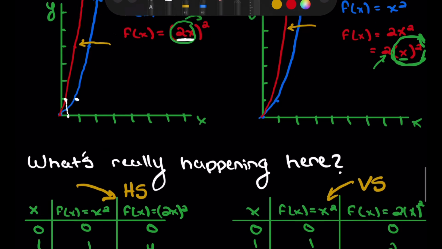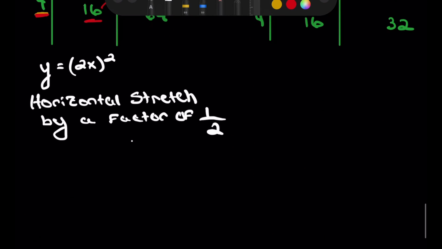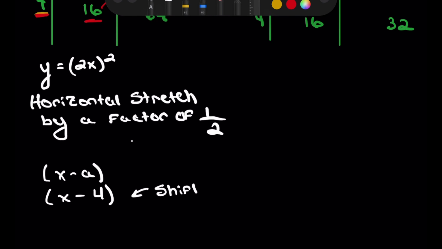Similarly, the direct comparable I would say to this is that when we're dealing with our horizontal translations, we said that an x minus a, well, if this is actually a negative, so for an example, an x minus 4, this is a shift right. So we actually have to think about it in the same way. It's opposite of whatever is listed.